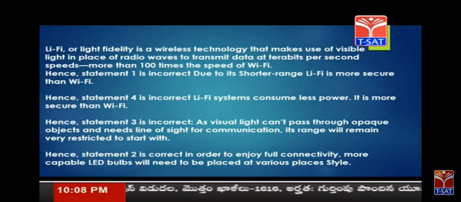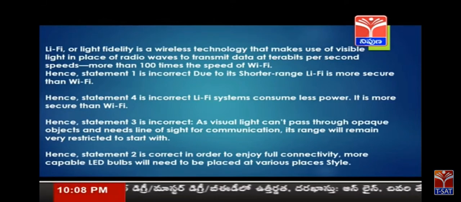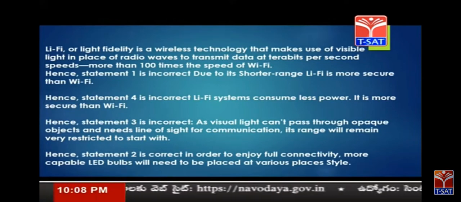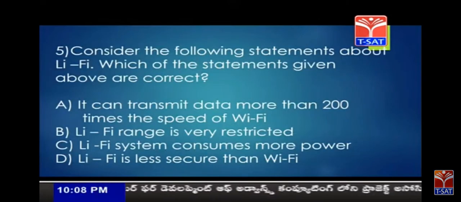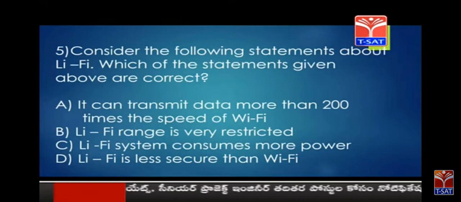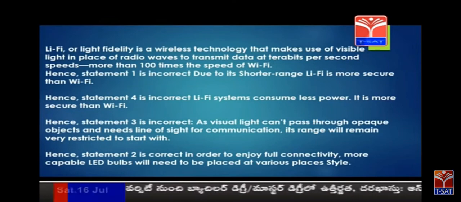Actually Wi-Fi works by transmitting data through radio waves, but Li-Fi works on visible light, through light here, and statement 1 is correct. Due to its short range, Li-Fi is more secure than Wi-Fi. Now we will see. It can transmit data more than 200 times the speed of Wi-Fi, that is a statement, correct? Okay. And the second statement, statement 4, is also correct. Li-Fi system consumes less power, and it is more secure than Wi-Fi.